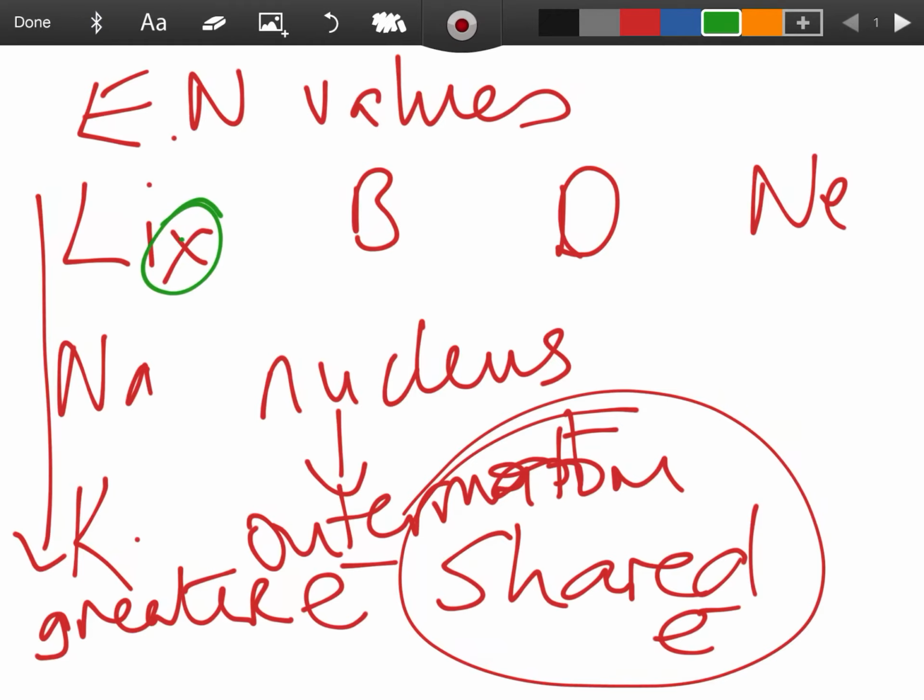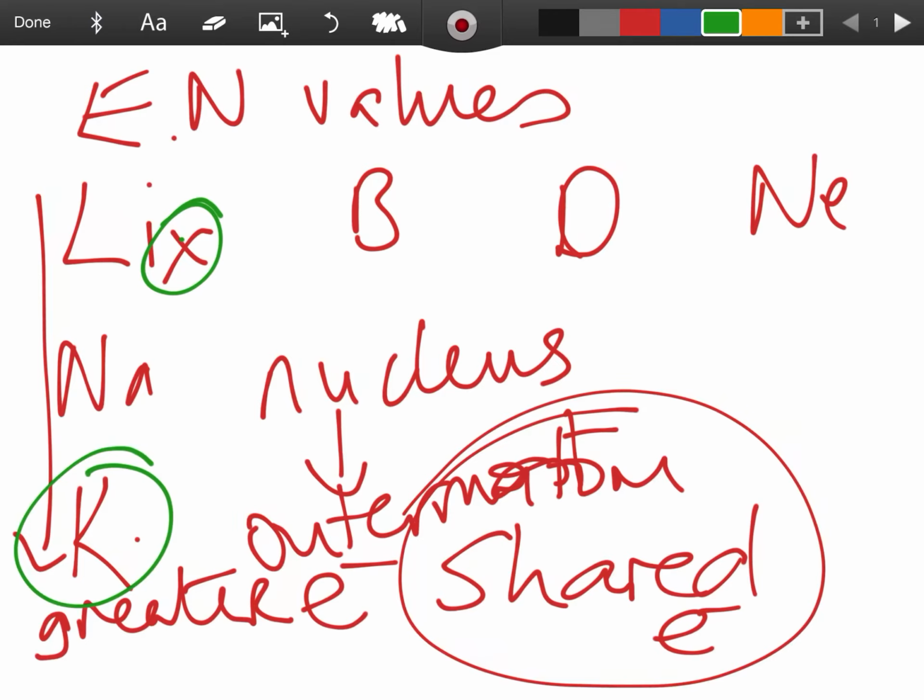Why would lithium have a greater pull for the outermost electron? Well, the first thing is the radius of lithium is smaller, so the nucleus of lithium is closer to the outermost electron, whereas if you look at potassium, the nucleus is physically much further away from the outermost electron, so lithium would have a greater attraction for that electron because it's closer to it, okay?